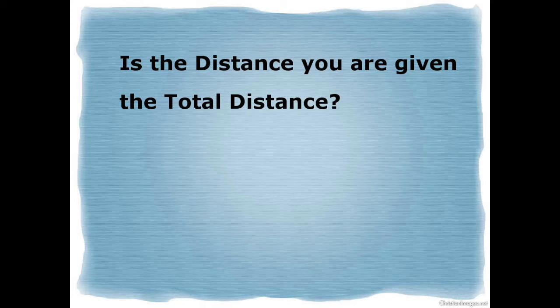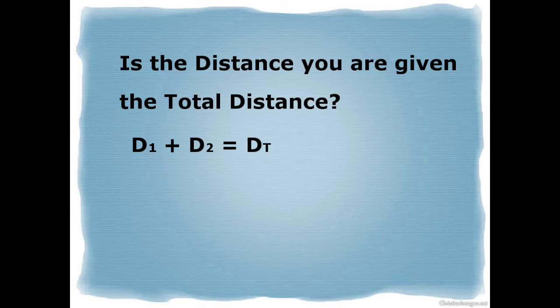Is the distance you are given the total distance? Well, we decided that it was, and it is. And so what is the total distance? Instead of D1 or D2, it's D total, that is D sub T. So we don't know what D1 and D2 are, but we do know what the total is.